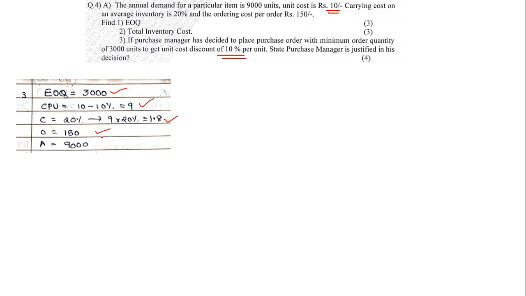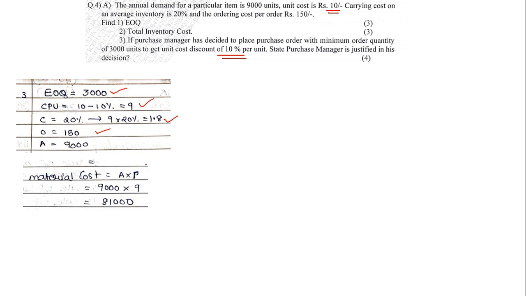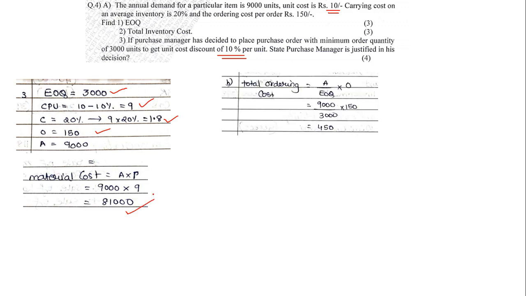So since the EOQ is directly given to us, we can directly find the material cost. So material cost is A into P, so that will be 9000 into 9, which is 81,000. Ordering cost is A upon EOQ into O. A is 9000, EOQ is the new value which we got, 3000, into 150 is O. 9000 divided by 3000 into 150 is rupees 450.